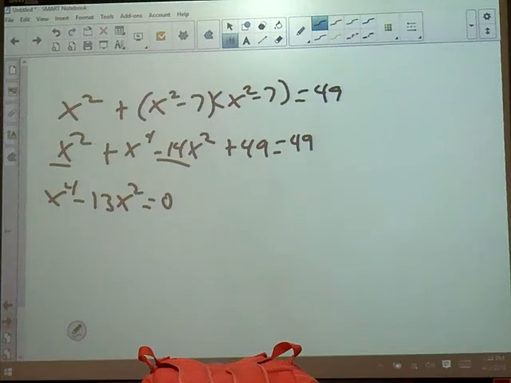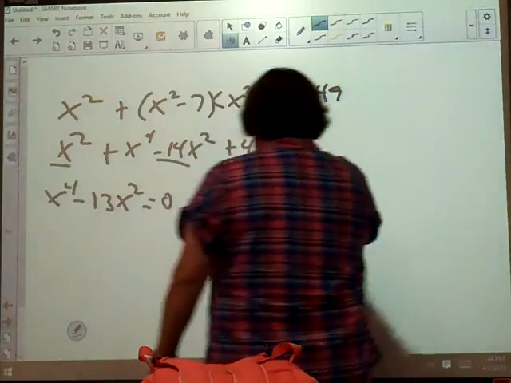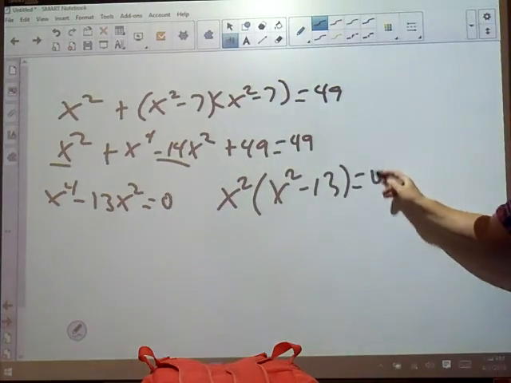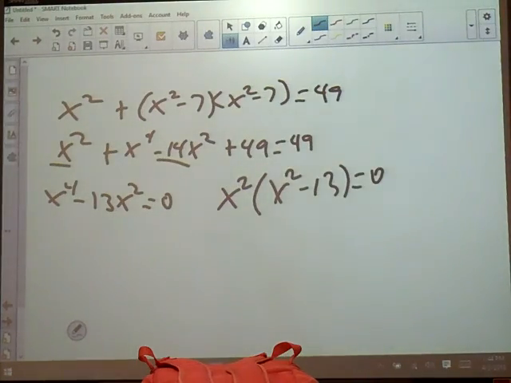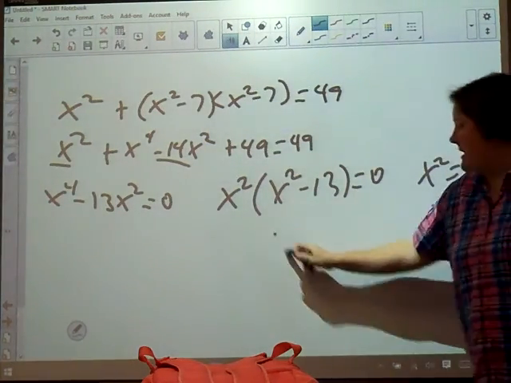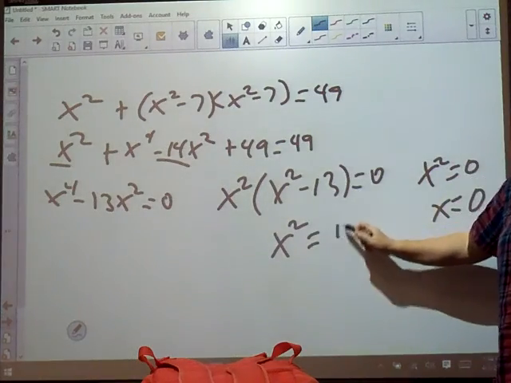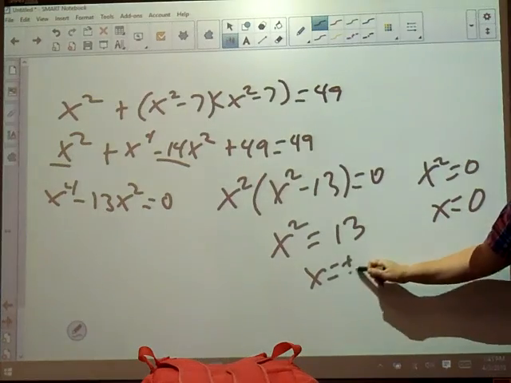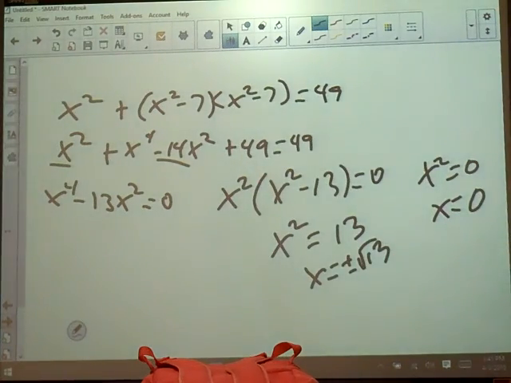Now this one is a weird one, but it's easy to solve. This has a GCF of x squared, so you're going to take an x squared out. That'll leave you with x squared minus 13. Set both of those equal to 0. x squared equals 0 gets you a 0. x squared minus 13 equals 0 gets you 13. Undo the squared by square rooting: could be positive or negative square root of 13.